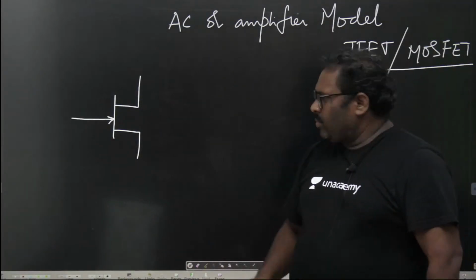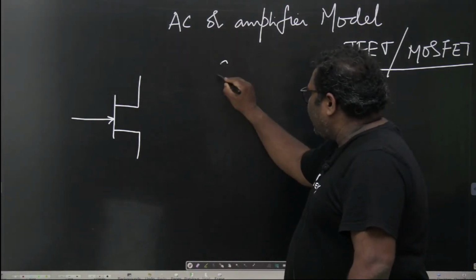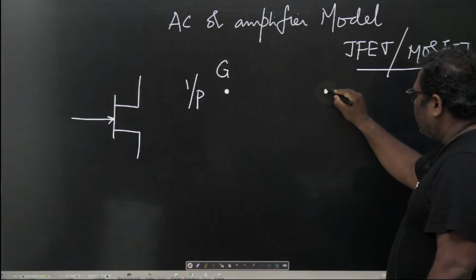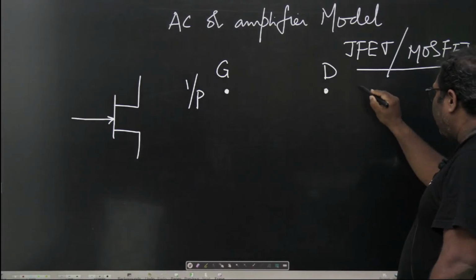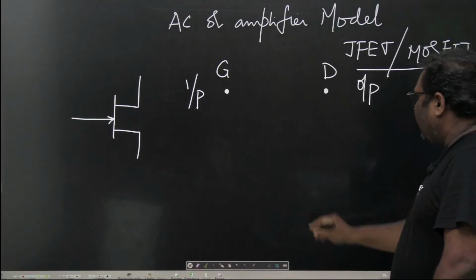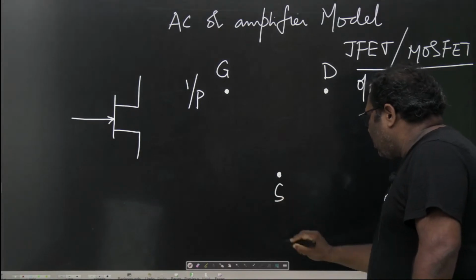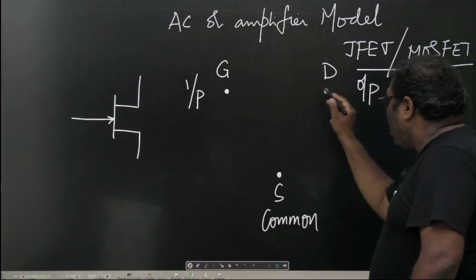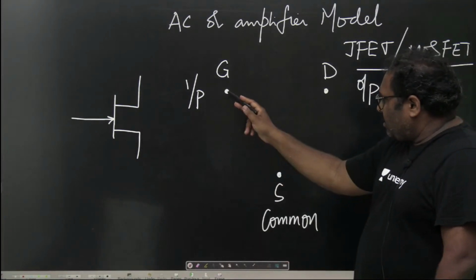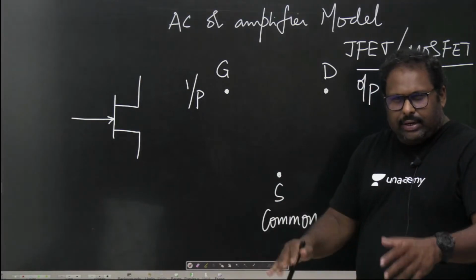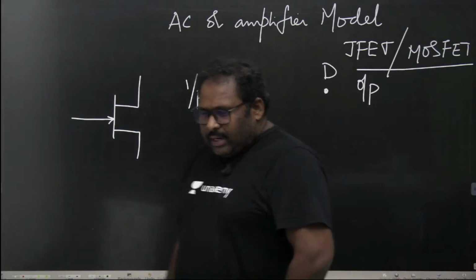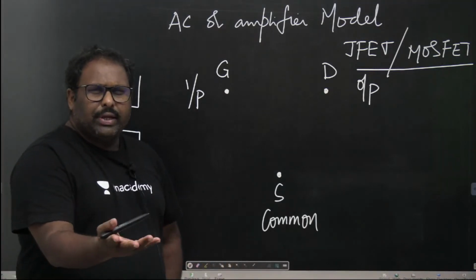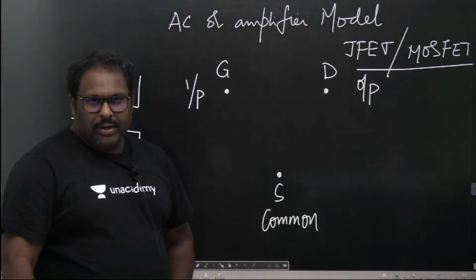For that you should know that the gate acts as the input, the drain typically acts as the output, and the source is the common terminal for the input and the output. Gate and the source are totally isolated, because there is mostly an oxide layer in between.